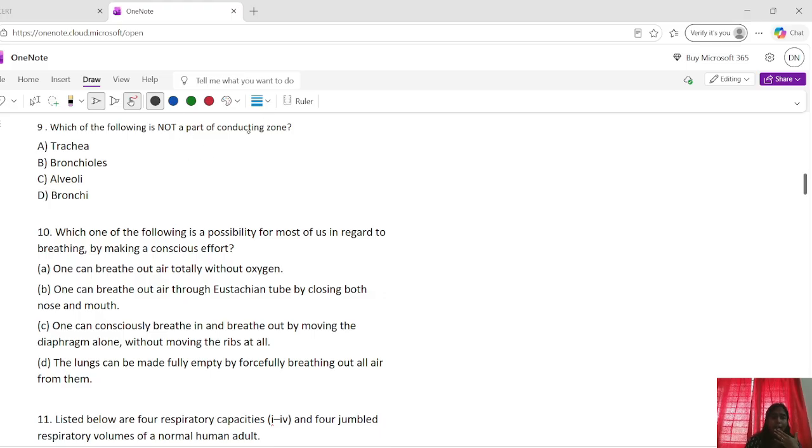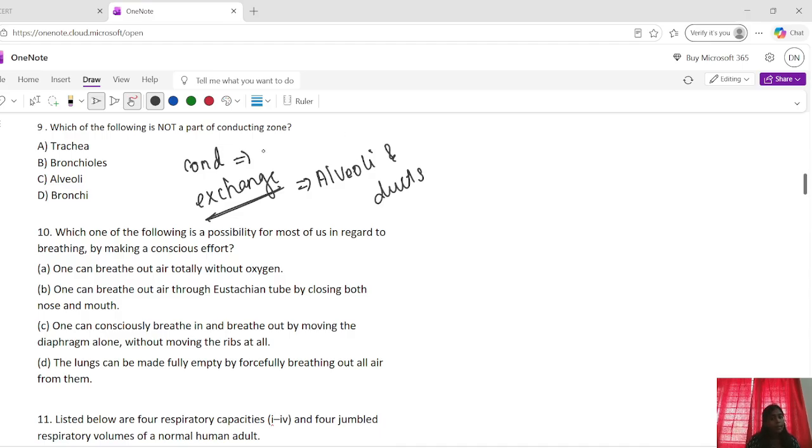We all know that the respiratory system is divided into two parts. One is the conducting part and the other is the exchange part. Right? The exchange part involves what? The exchange part involves alveoli and its ducts.